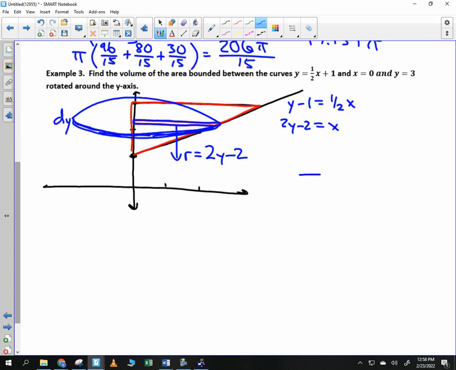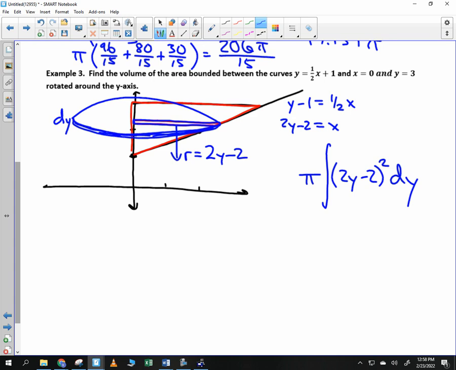So we have pi times your radius squared dy. That's the volume of one of those discs. We call this discs right now. That's a slice of our shape. I would like to integrate. We want to take a stab at the bounds of integration.